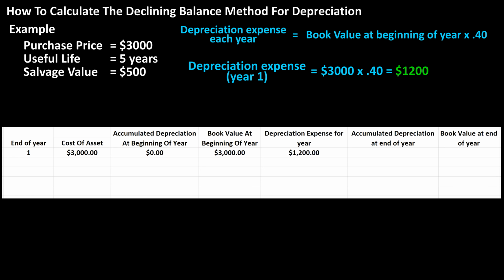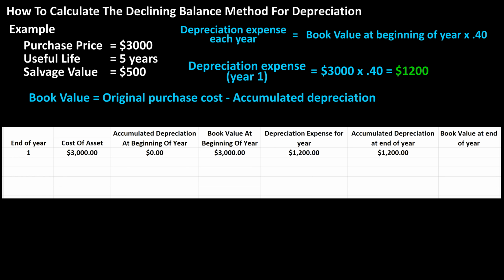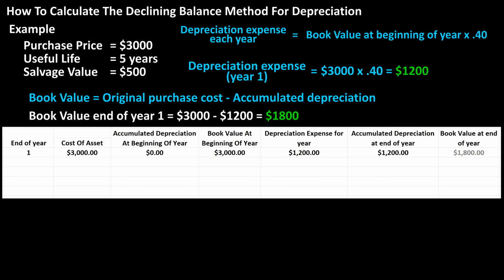For the 6th column, accumulated depreciation at end of year, this is the total amount of depreciation accumulated at the end of each year. So at the end of year 1, the total amount of depreciation will be the $1,200 we just calculated. Now for the last column, the book value at end of year. This is the original cost of the asset minus the accumulated depreciation at the end of the year. So the book value at the end of year 1 will be the original cost of $3,000 minus the accumulated depreciation at end of year 1, $1,200, which equals $1,800. And year 1 is complete.